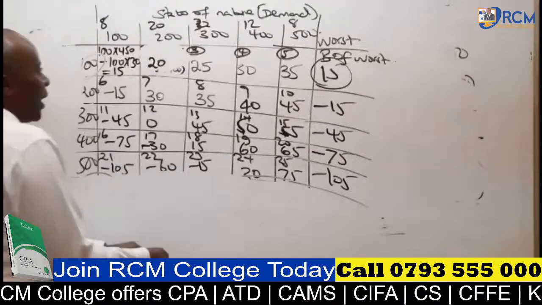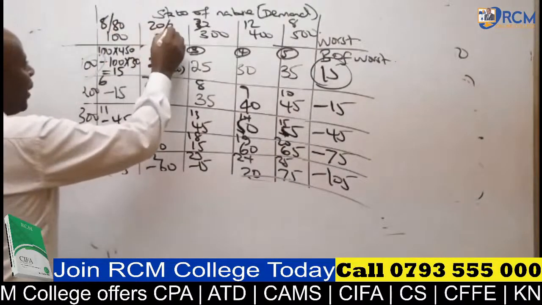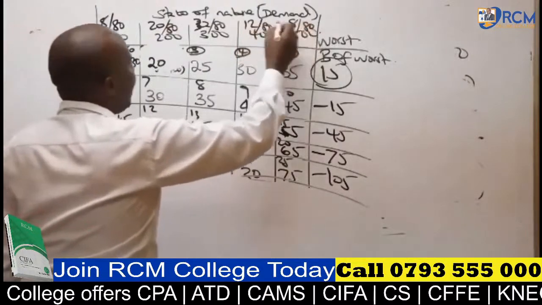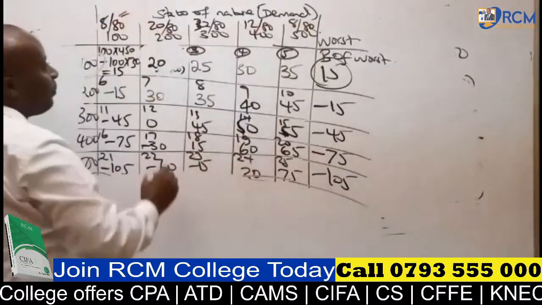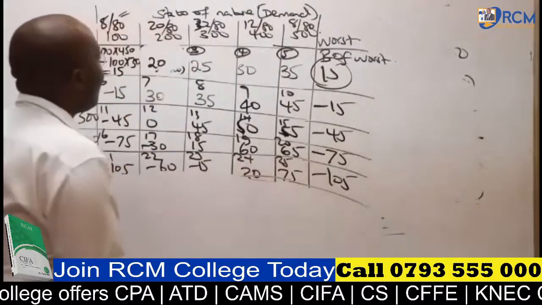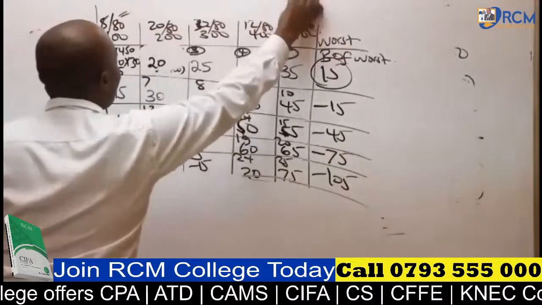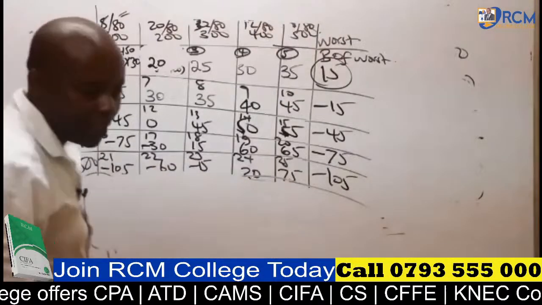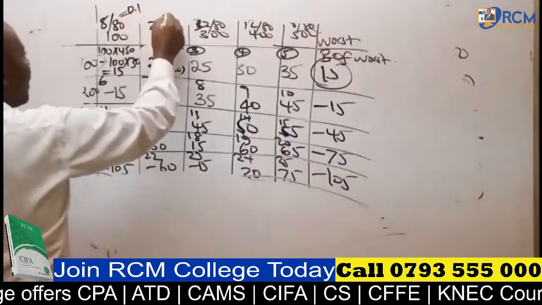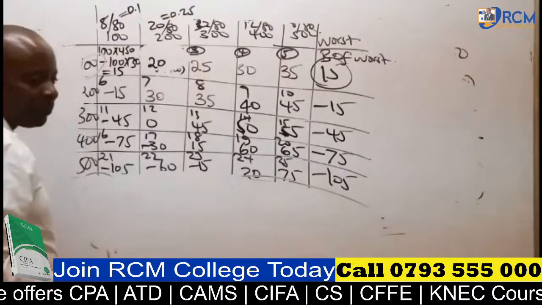So then I'll take 8 over 80, 20 over 80, 32 over 80, 12 over 80, 8 over 80. Please give us figures here. So 8 over 80 gives us 0.1. This gives us 0.25. And this gives 0.4.